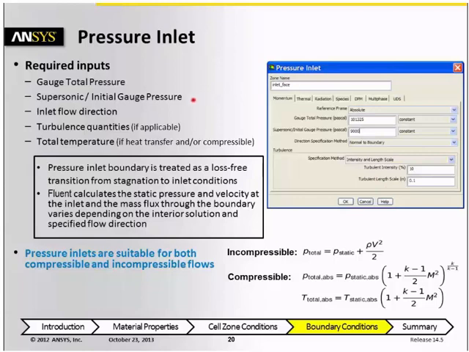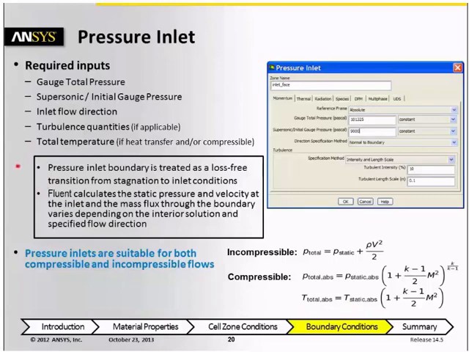The supersonic initial gauge pressure input that you see in the panel to the right is only used when the flow at the inlet is locally supersonic. At a pressure inlet, you need to specify the flow direction. If you're solving a turbulent flow, then you need to prescribe turbulence quantities. And if you're solving heat transfer or a compressible flow, you also need to provide the total temperature. For an incompressible flow, the total temperature and static temperature are the same, and for a compressible flow, the total temperature is given by the expression that we see here in the lower right-hand corner.